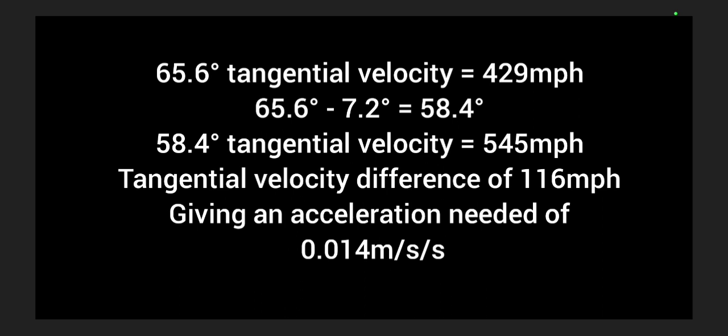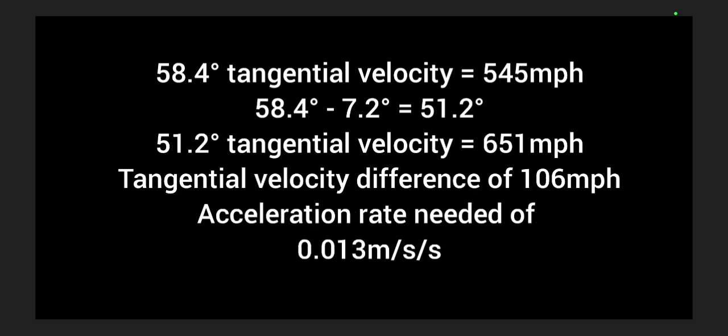65.6 degree tangential velocity equals 429 miles per hour. So 65.6 degrees minus 7.2 degrees, again for the plane travelled in that hour, equals 58.4 degree latitude. 58.4 degrees tangential velocity is 545 miles per hour. Tangential velocity difference of 116 miles per hour, giving an acceleration needed of 0.014 meters per second squared.